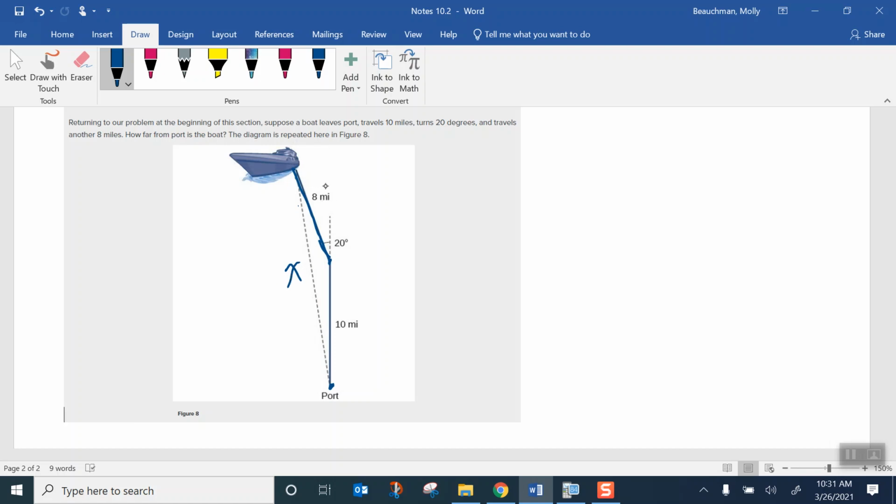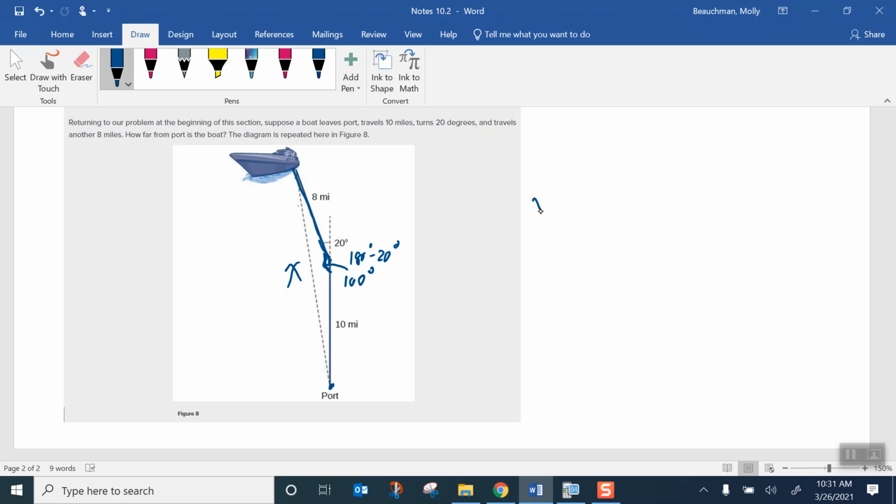So we have 8 miles, we have 10 miles, and we don't have the angle in the oblique triangle, but we can find the angle. We know that the straight angle is 180 degrees. So 180 degrees minus 20 degrees gives us the angle in between these two side lengths, which is 160 degrees. So now we have a triangle that has two side lengths and the included angle, and we're looking for the side opposite. So that tells us that it's the law of cosines.